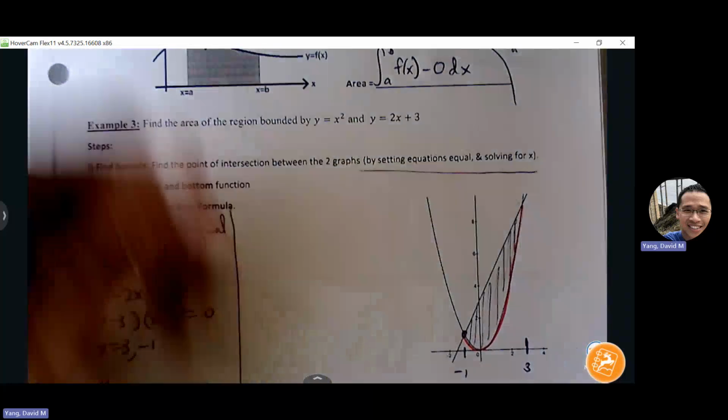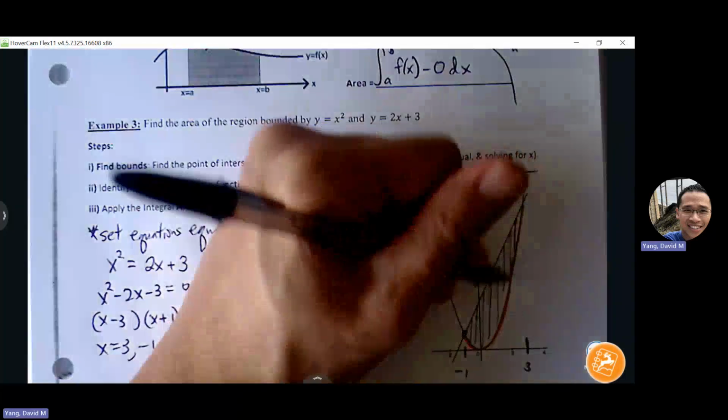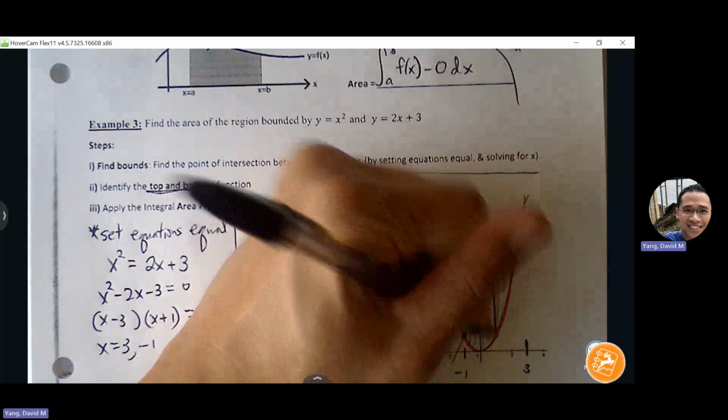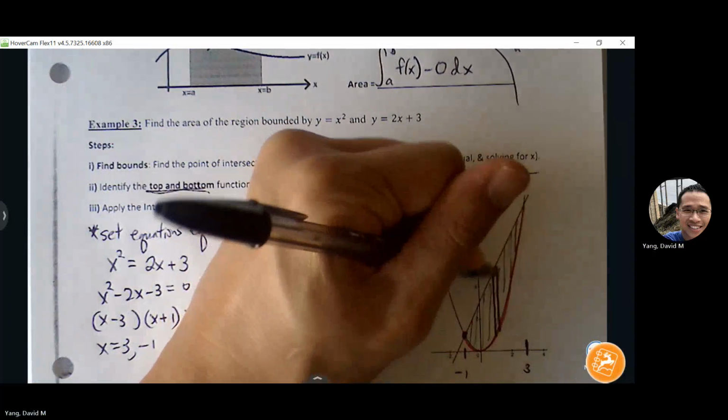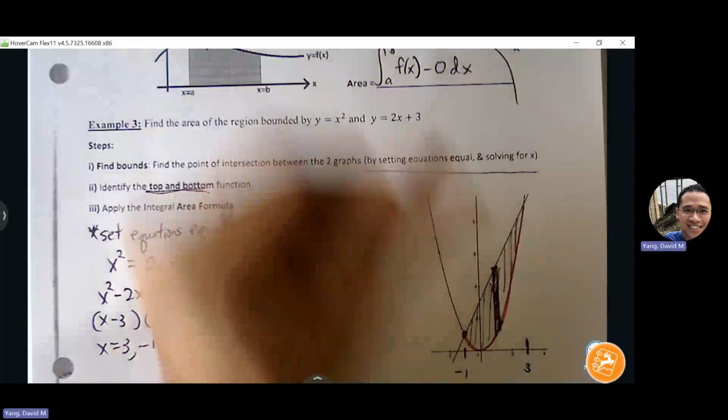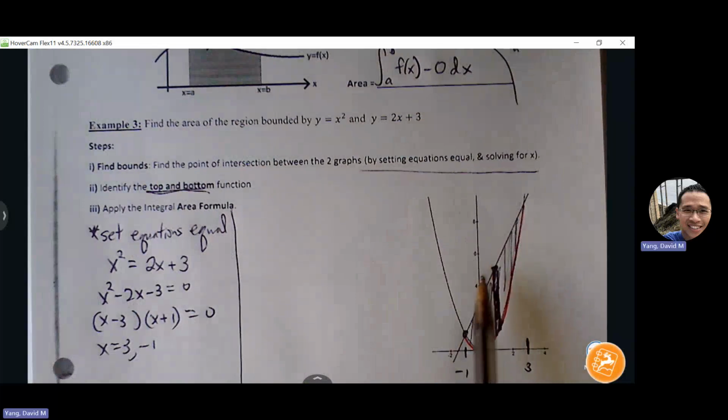So now we can set up our area formula, identify the top and bottom functions. I'm just going to draw a representative rectangle here. The top of my rectangle is touching the linear. The bottom is touching the curve.